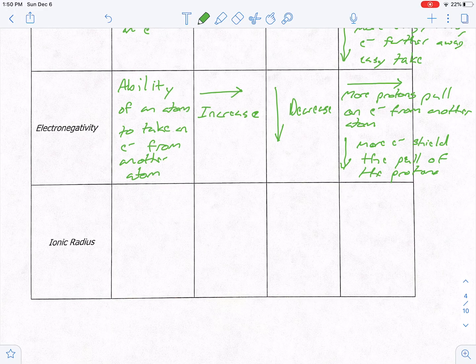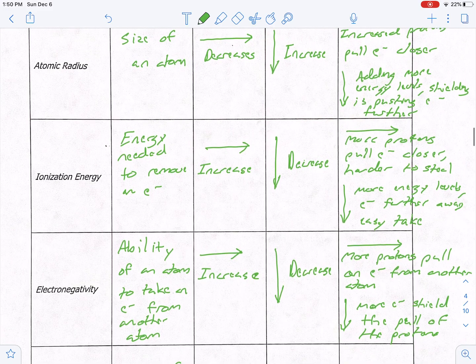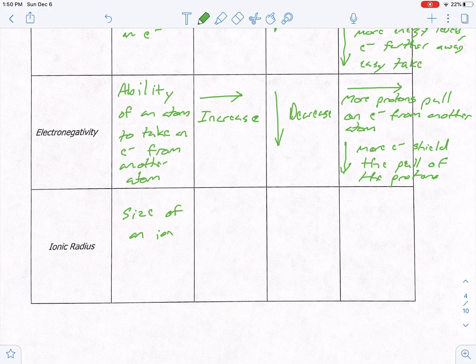So ionic radius is just simply the size of an ion. Okay, and trends across a period, trends across a group. The big thing with ionic radius is it just depends on the number of electrons. Okay, so I wrote those across both boxes because it's not really based on the periodic table. We're starting to look at the number of electrons. So if they're all the same number of electrons, we rank them based on charge.